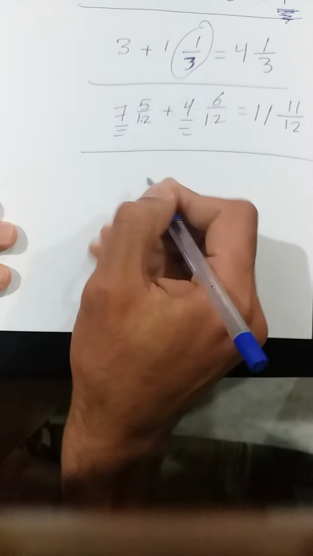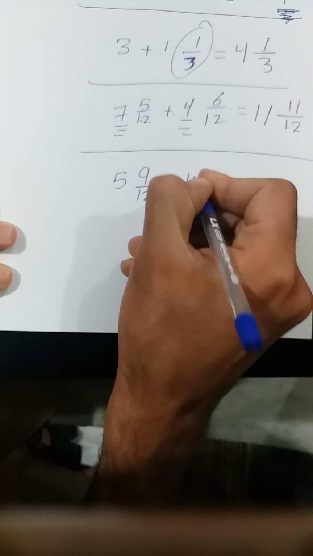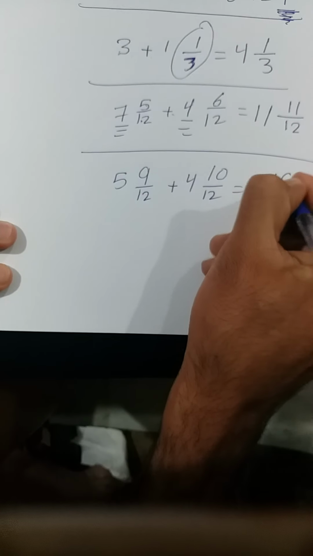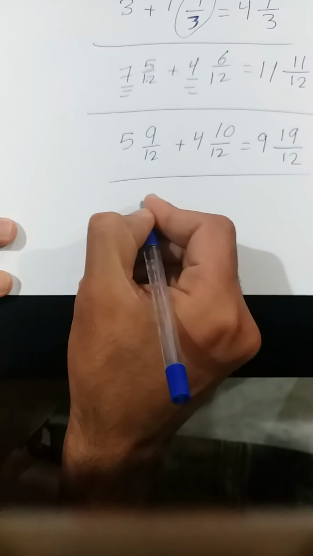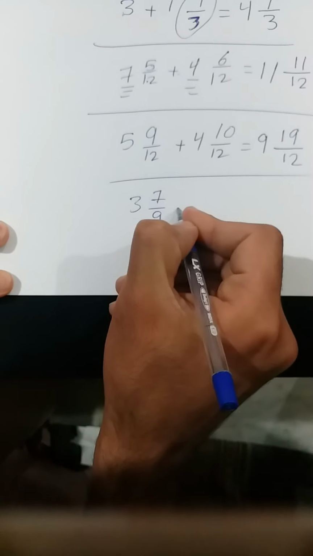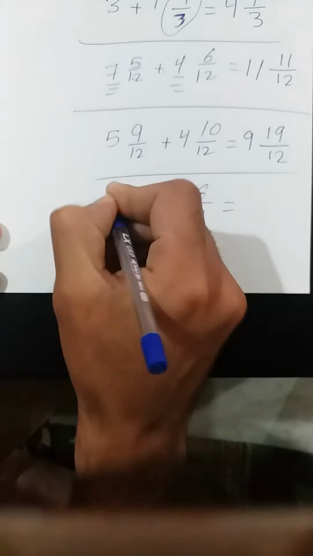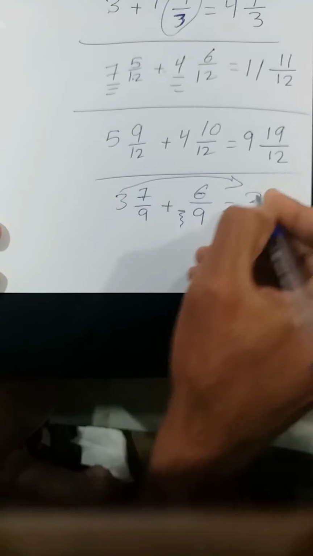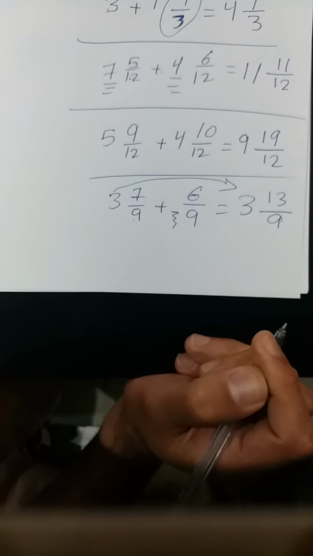The fourth one, 5 9 over 12 plus 4 10 over 12. That will give me 9. 9 plus 10, 19 over 12, the same number. The fifth one is 3 7 over 9 plus 6 over 9. Do I have here any whole number? No. So I'm going to put the whole number here as it is. 3. 7 plus 6, 13 over the same denominator, which is 9. Okay? This is the second question. The third question.